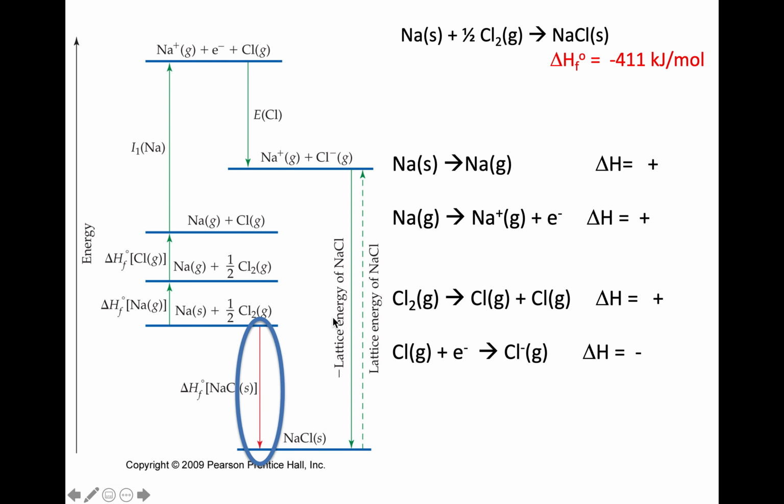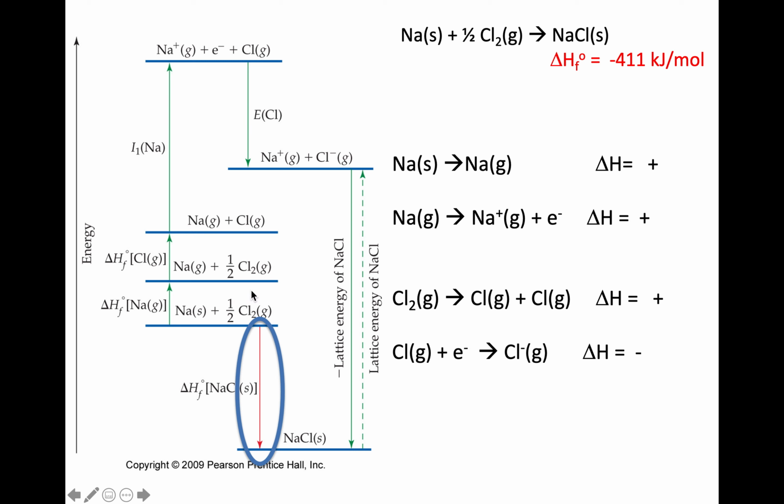What I see in all of these, at the very bottom, the lowest in energy is the ionic compound. The first step up from that is the same description that I see here for the standard enthalpy of formation. It's saying you could start with sodium solid and 1/2 Cl2 gas. That's the enthalpy of formation to form NaCl solid. It's exothermic, that's why the arrow is going down.